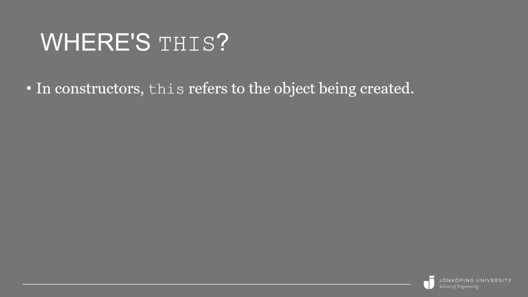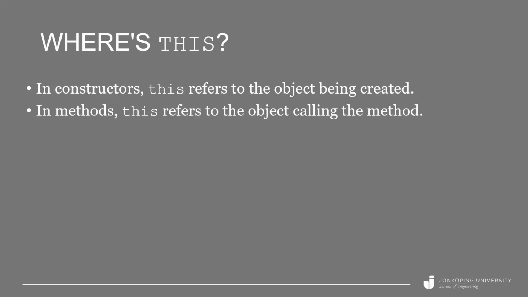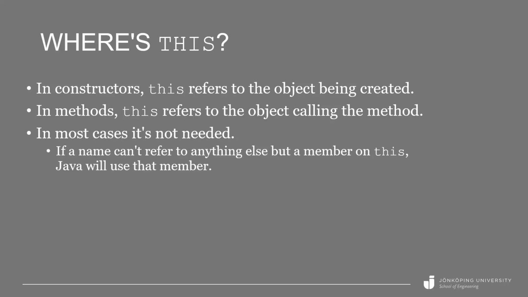In some object-oriented programming languages, we have a special variable called this that we can use inside methods and inside constructors. We can do that in Java as well, but it's usually not necessary to use it. In Java, inside a constructor, we can use the special variable this to refer to the new object that is being created, and inside methods we can use this to refer to the object the method was called on. But most often we don't need it, because if you use a name inside a method or constructor, and that name can't refer to anything else but a member of the class, then Java will presume that it does refer to that member.